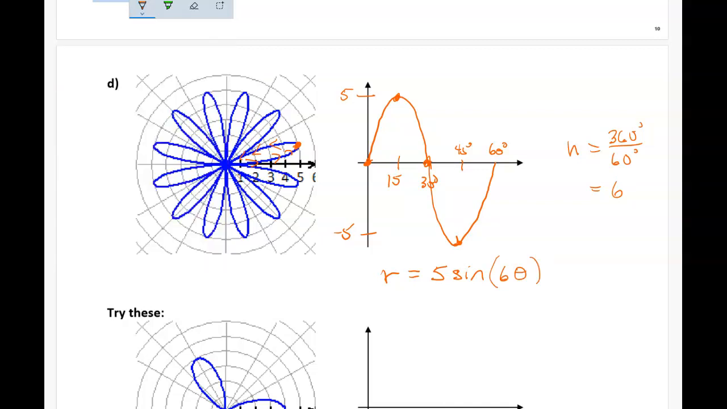Now here's another way that we could have figured out that it was 6 theta, and the other way to figure that out is you can count the number of petals. There are a total of 12 petals in this curve, so we know since when n is even, the number of petals is double the value of n.